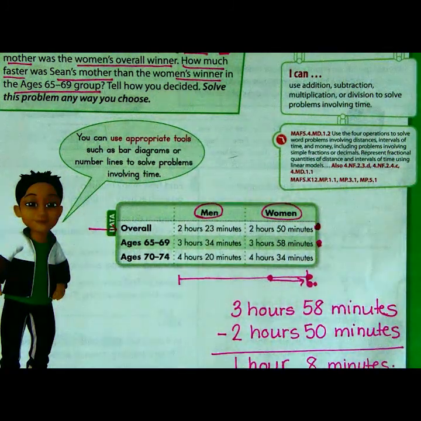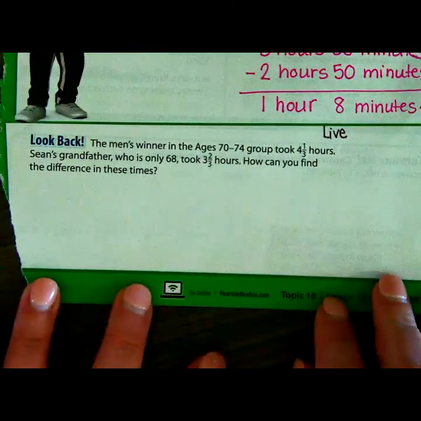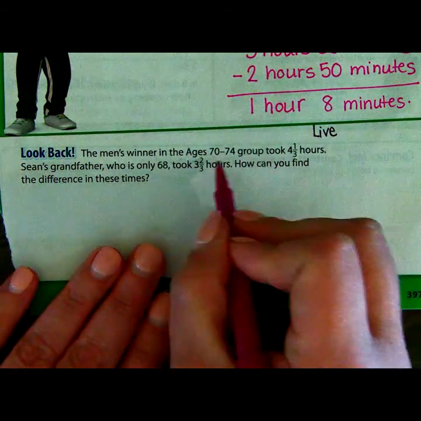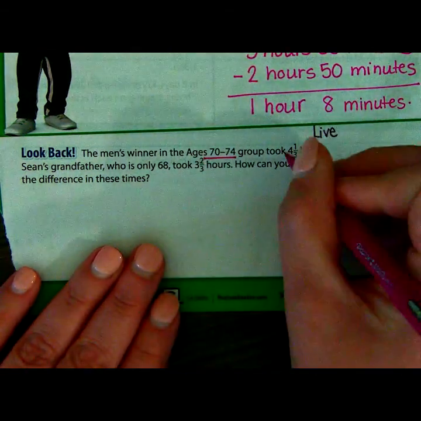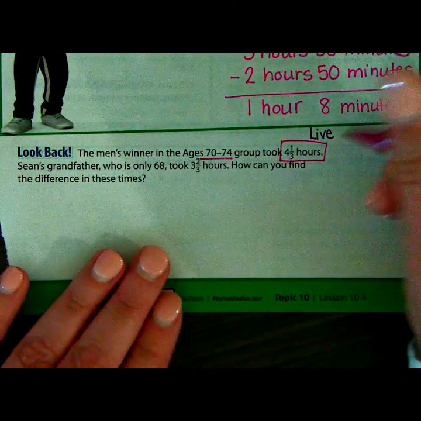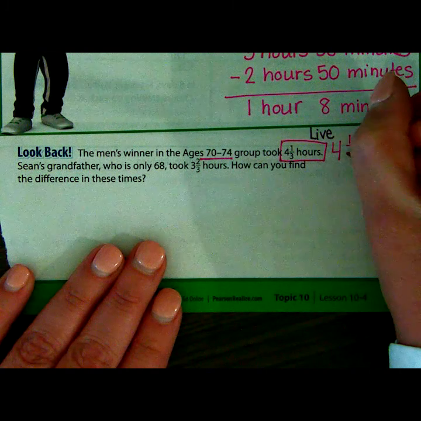Let's look now at the problem down here at the bottom where it says look back. The men's winner in the ages 70 to 74 group took 4 1/3 hours. Before we even begin, let's think about that for a minute. 4 1/3 hours.